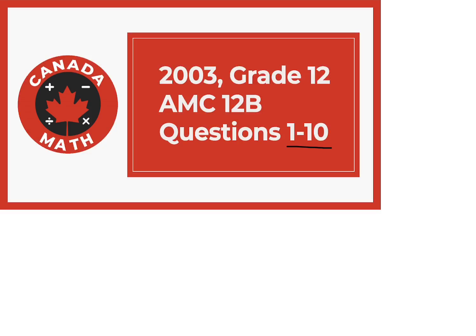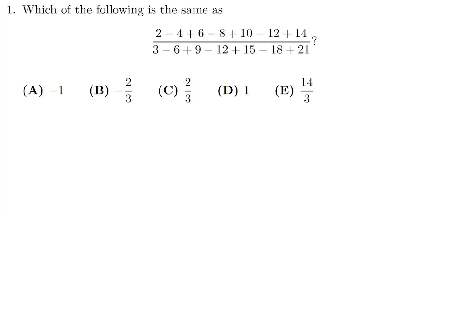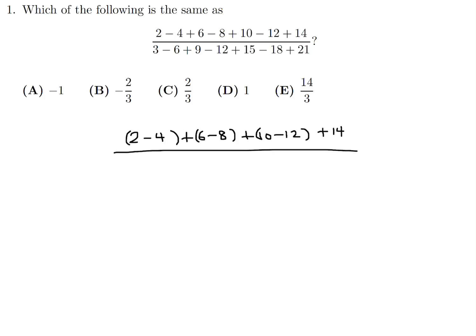Questions 1 through 10 on the 2003 grade 12 AMC 12B. Which of the following is the same as this expression? So we've got 2 minus 4, 6 minus 8, 10 minus 12, and this lone 14 at the end. At the bottom, we've got 3 minus 6, 9 minus 12, 15 minus 18, and this lone 21.